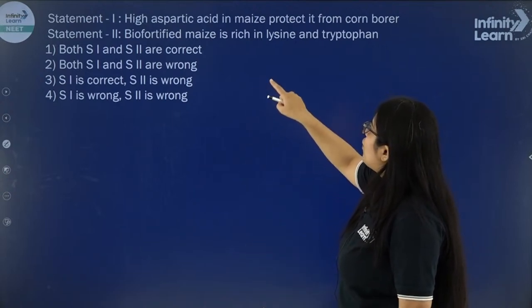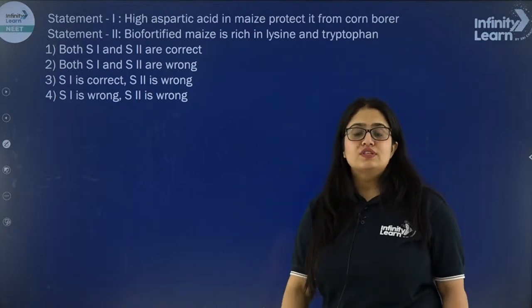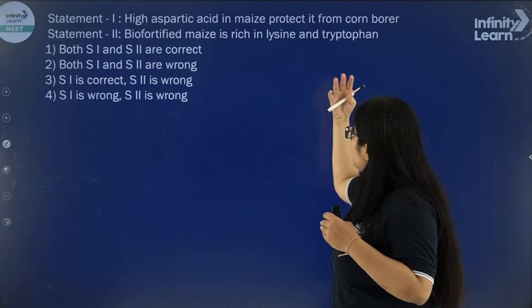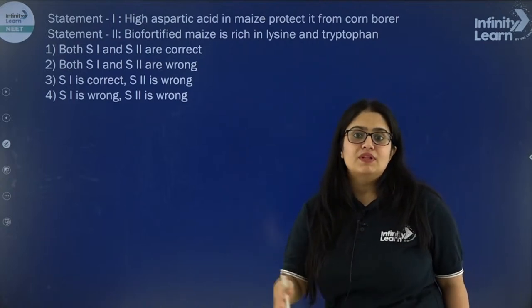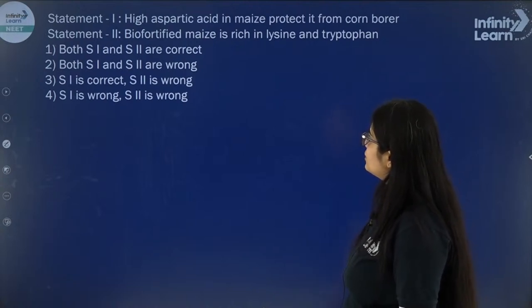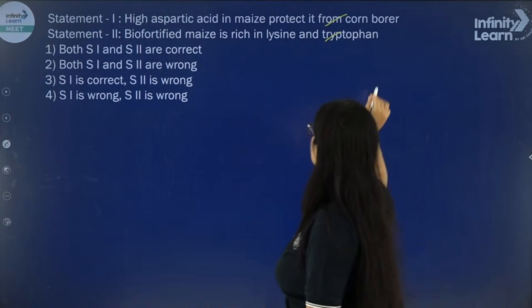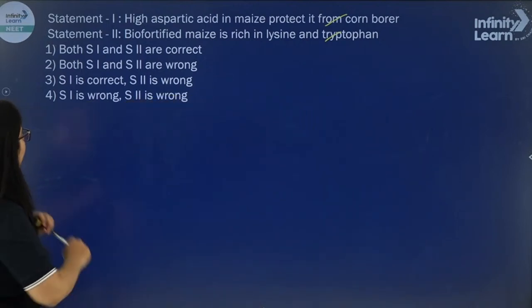Next, biofortified maize is rich in lysine and tryptophan. That is right, my dear students. Biofortified maize has been produced in which the amount of lysine and tryptophan amino acids is just double that of the normal variety. Okay, so both are correct. High aspartic acid in maize protects from the corn borer, and biofortified maize is rich in lysine and tryptophan.